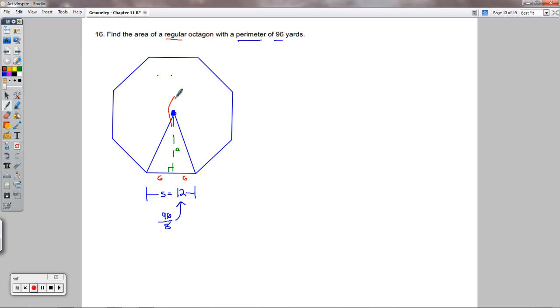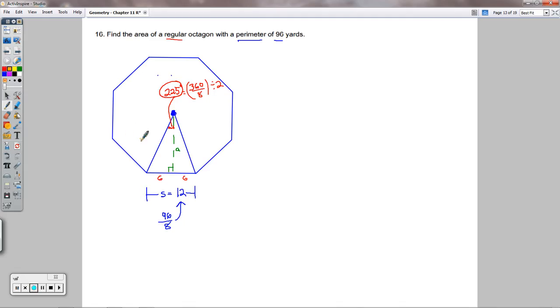This angle right here, from here to that spot right there, would be 360 divided by 8, because you can make 8 of these triangles, but then that divided by 2. So 360 divided by 8 is 45, and 45 divided by 2, that angle right there is going to be 22.5 degrees.